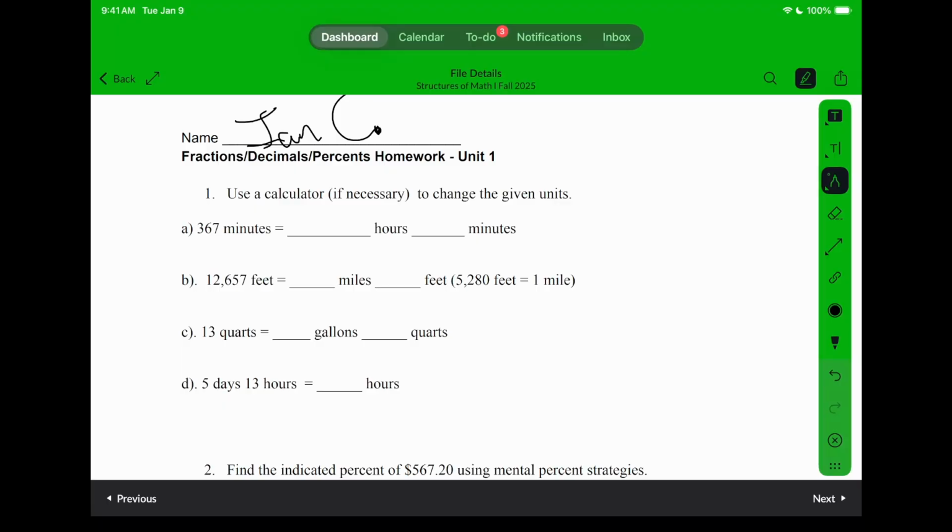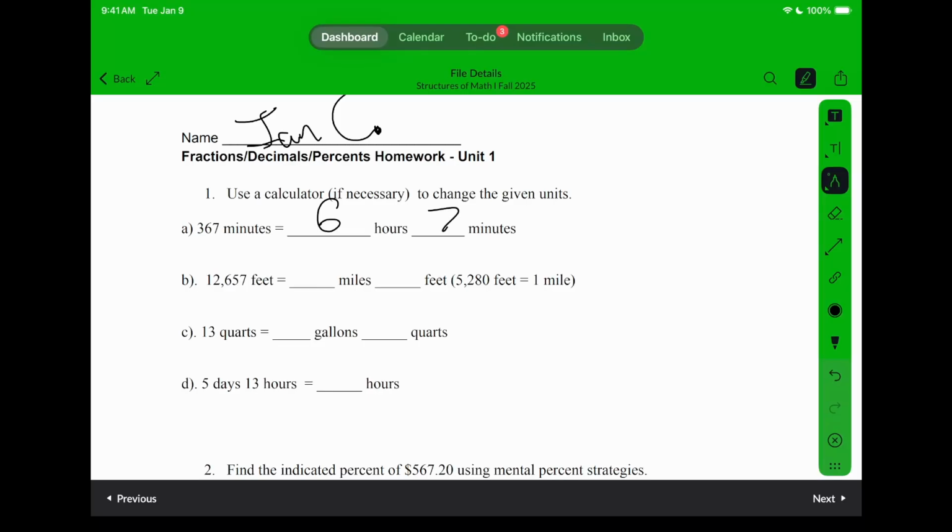First section here says use a calculator if necessary to change the given units. It's just different conversions. So this first one is 367 minutes into hours and minutes. There's 60 minutes in an hour. So 360 minutes is going to be 6 hours. And then you have 7 minutes left over.